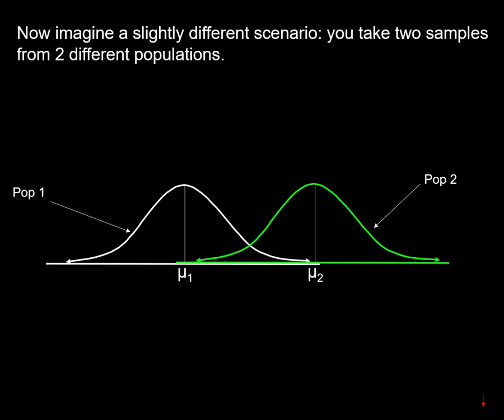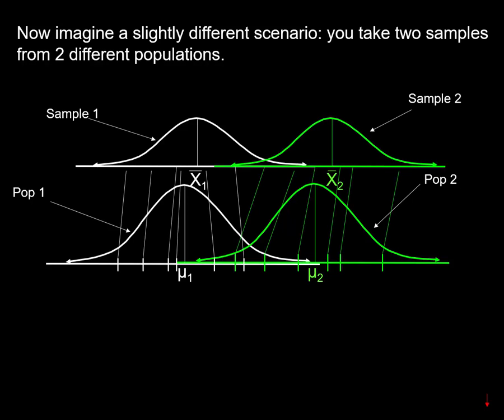Okay, so now let's imagine a slightly different scenario. Instead of taking 2 samples from a single population, we want to take 2 samples from 2 populations, 1 sample from each of the populations. So I have 2 populations down there with their respective population means, right? mu1 and mu2, population means for my 2 populations. Then I take 2 samples, and each sample has its own sample mean.